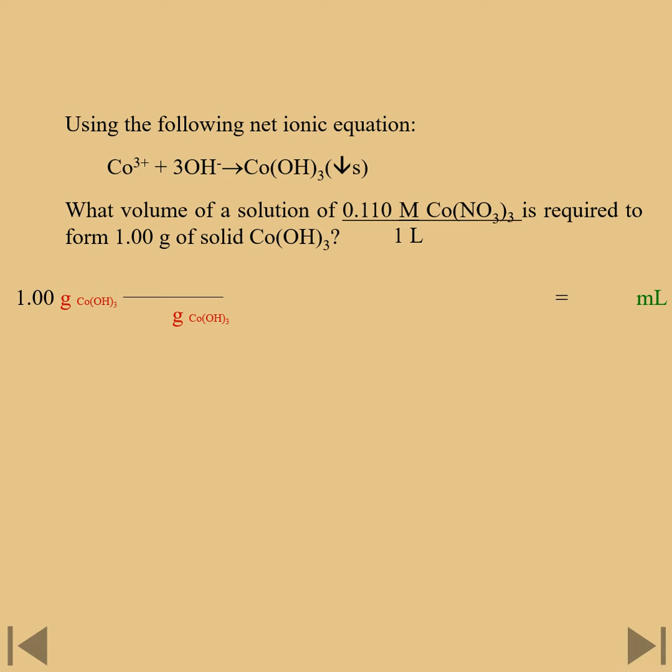No, we're relating one chemical to another, and we know we can only do this through moles. So first from grams of cobalt(III) hydroxide to moles of cobalt(III) hydroxide. And then using the balanced equation, we're going to go from moles of cobalt(III) hydroxide to moles of the cobalt(III) nitrate. And then that concentration term is going to allow us to go from moles of cobalt(III) nitrate to liters of cobalt(III) nitrate solution. And then a simple metric conversion takes us from liters to milliliters.